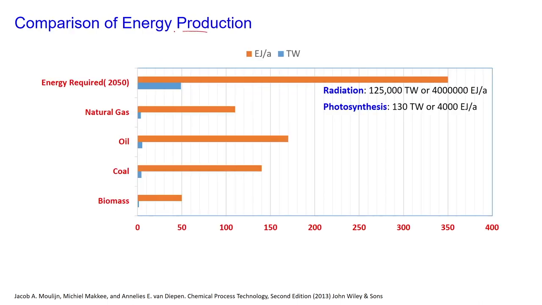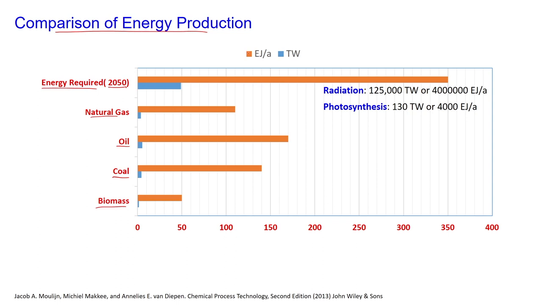Now, I was telling about the comparison of energy production. How much energy is required? This is the radiation and photosynthesis. Energy required in 2050, and these are all approximate values taken from this book. This is natural gas, this is oil, this is coal, and this is biomass. Currently, these values in the y-axis are the sources of energy, with the value at the top being the energy required in the year 2050, and in the x-axis, how much we are consuming.